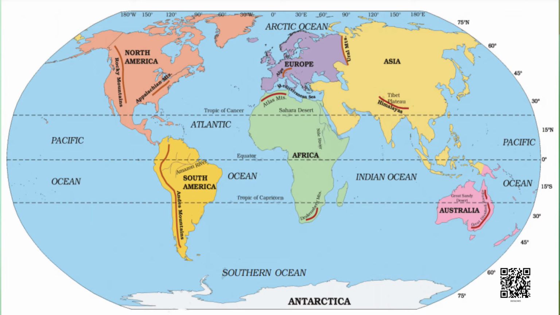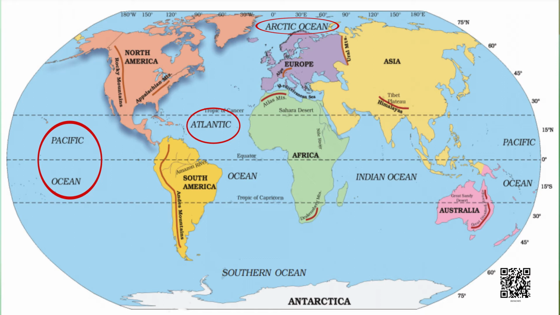Now let's talk about North America, which is the 3rd largest continent of the world. It is linked to South America by a very narrow strip of land called the Isthmus of Panama. The continent lies completely in the northern and western hemisphere. 3 oceans surround this continent. Can you name these oceans?